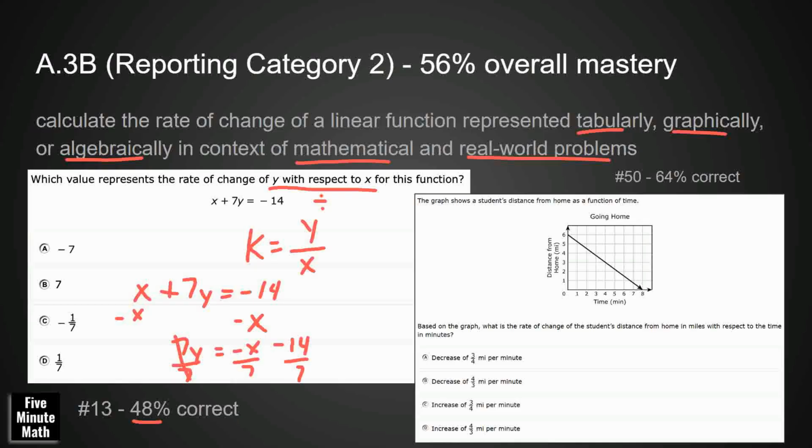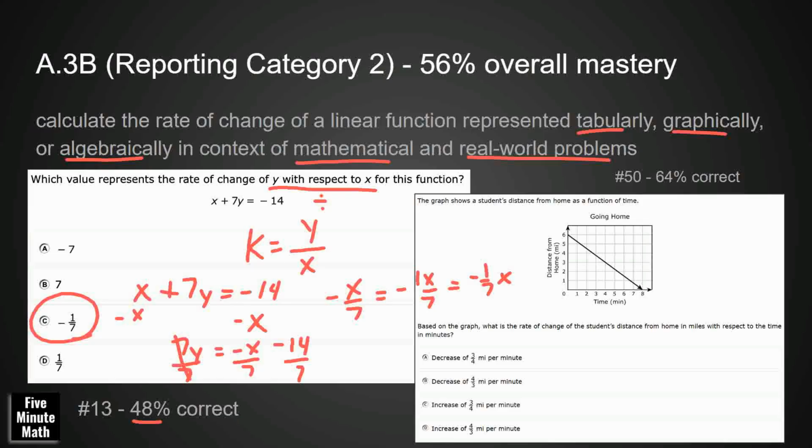We don't really need to do anything with that negative 2, that b term right here. But what is that rate of change of y with respect to x? Well, what we have here is negative x over 7. Now we have to interpret this to understand that negative x over 7 is the same as negative 1x over 7, which is the same as negative 1/7 x.